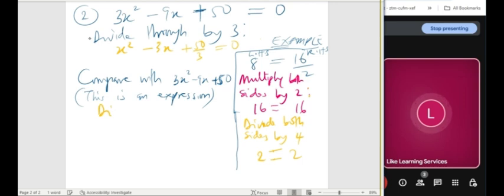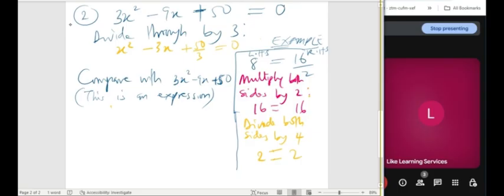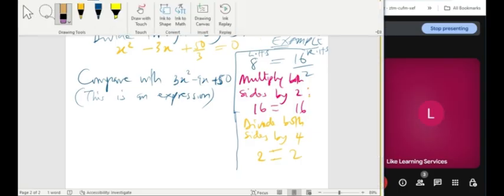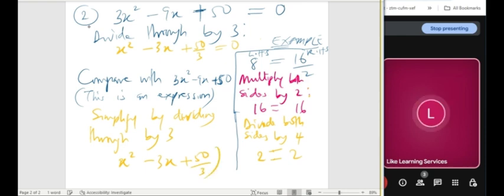So if I say simplify by dividing through by 3, it will now become x squared minus 3x plus 50 over 3. But the 3 will stay outside the bracket because it's a simplification. All right, I think I will have to explain this very well.